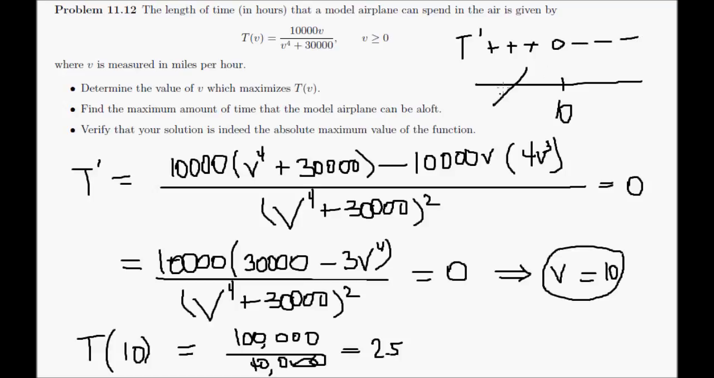So that means the graph of T increases to 10 and then decreases to the right of 10. It is the only critical point, and therefore we can say with absolute certainty that this is indeed the absolute maximum of the function.